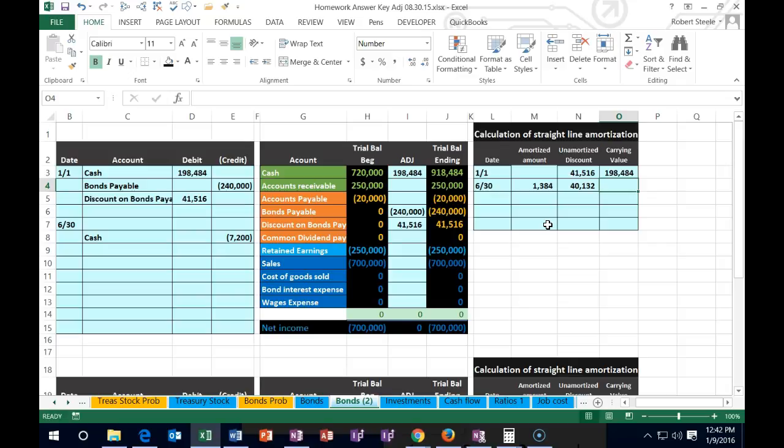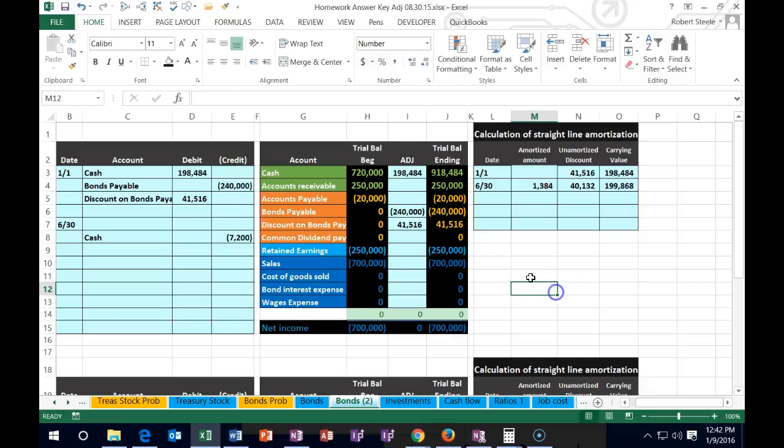The carrying amount now is going to equal the 240,000 minus this amount here, the 40,132, and enter. So at the end of the day, the carrying amount on our trial balance, which is going to be this and this, should be 199,868. It's currently 198,484 before we post this transaction.